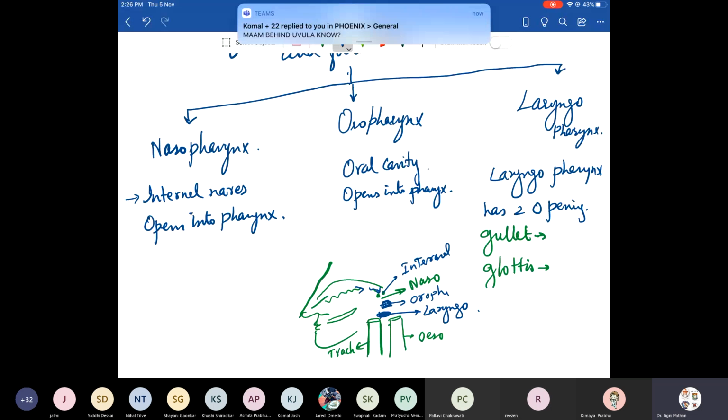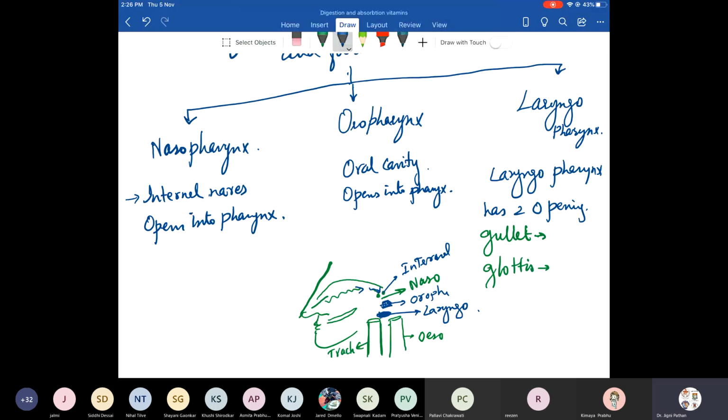Yes, behind the uvula. Very good, Komal. That is the oropharynx, and this is called the laryngopharynx. So this is how the naso-, oro-, and laryngopharynx are connected.